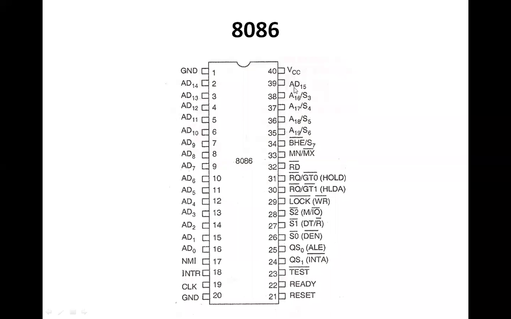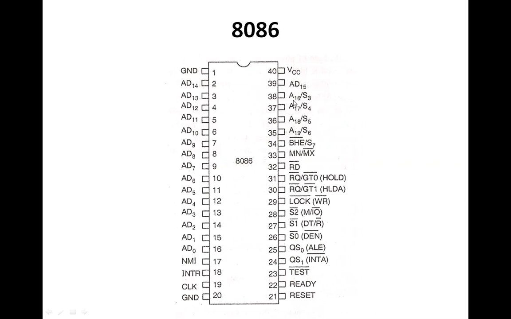So actually it means that from AD0 to AD15, at a particular time it is working as A0 to A15 sending the address bus, and the next time it will be used as D0 to D15 for carrying the data from the microprocessor to the rest of the device or from the rest of the device to the microprocessor.